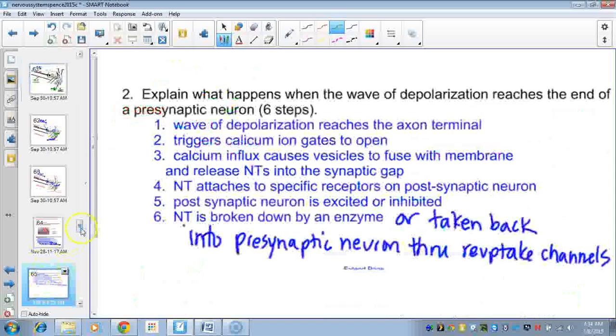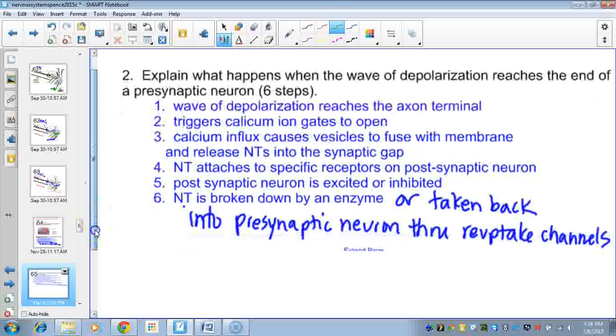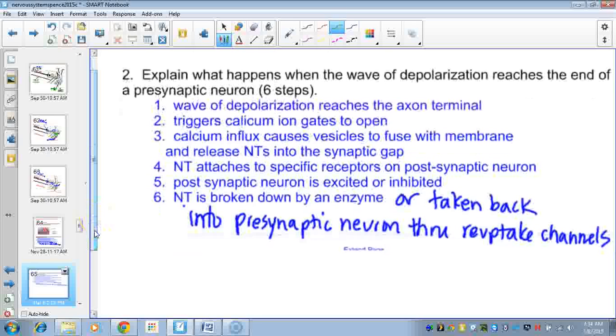The second question asks you to actually list the steps. So if you read in your book, there's a little section in your book that kind of lists them out. This is what you could say in your 6 steps. Okay, the wave of depolarization reaches the axon terminal, triggers the calcium ion gates to open.